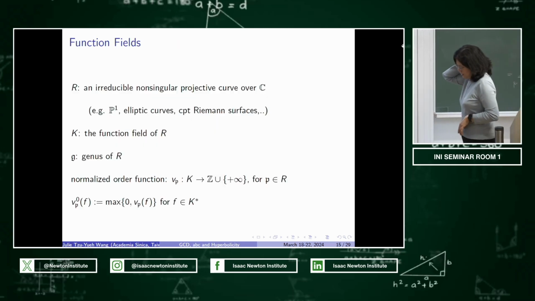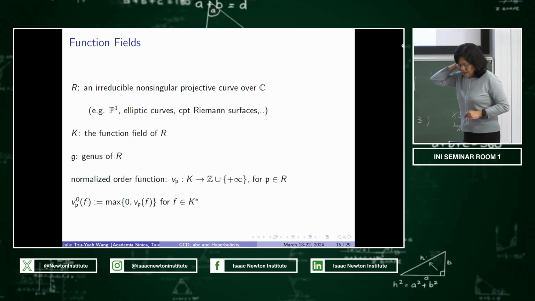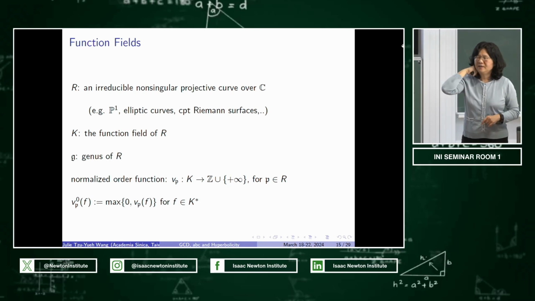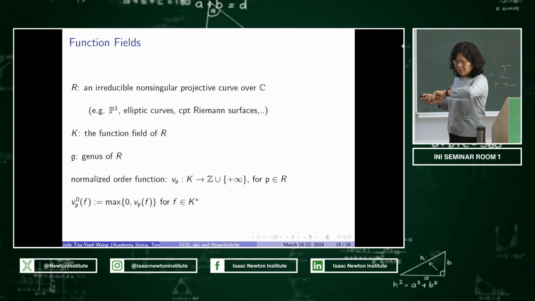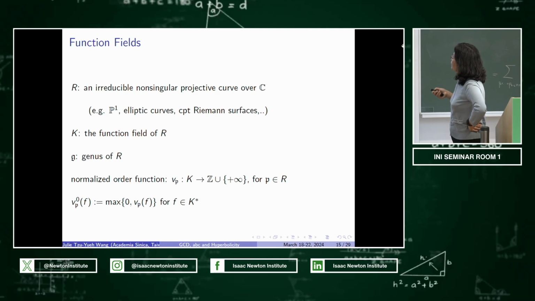So after that, we try to work out the function field case. What do we mean by function field here? We mean the function field of an irreducible non-singular projective curve, and here it's just over C, so like a compact Riemann surface. And K would denote the function field of R. So when the genus equals 0, it's just rational functions.